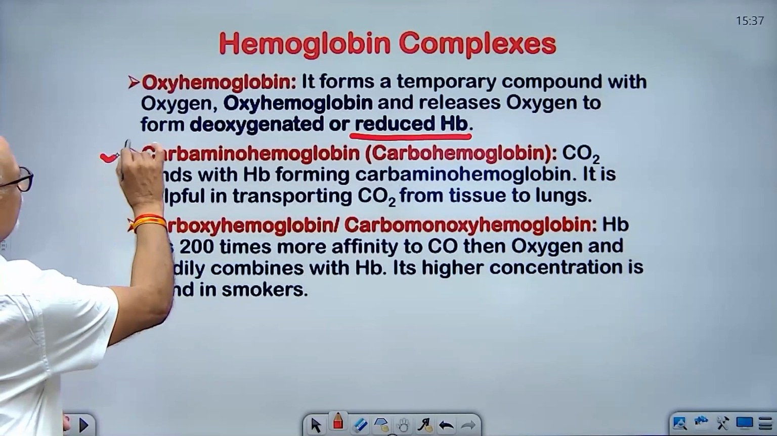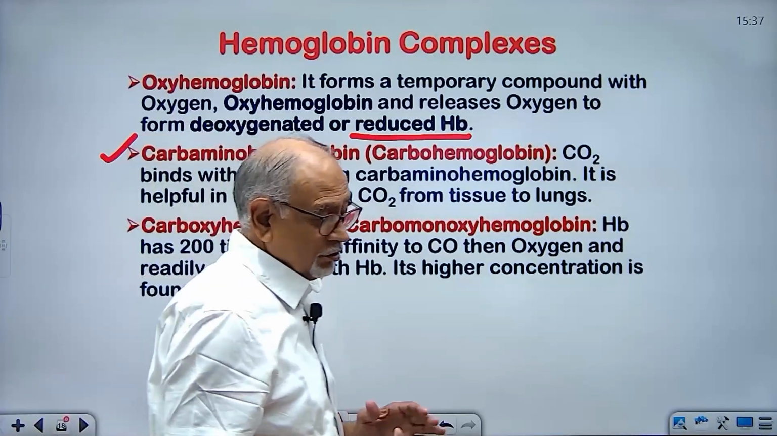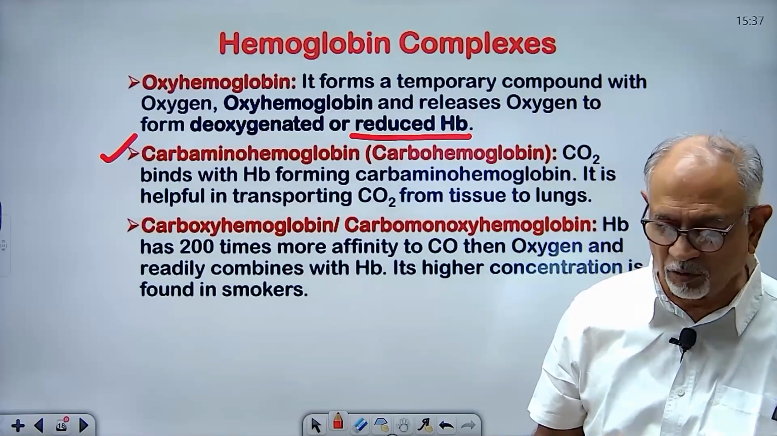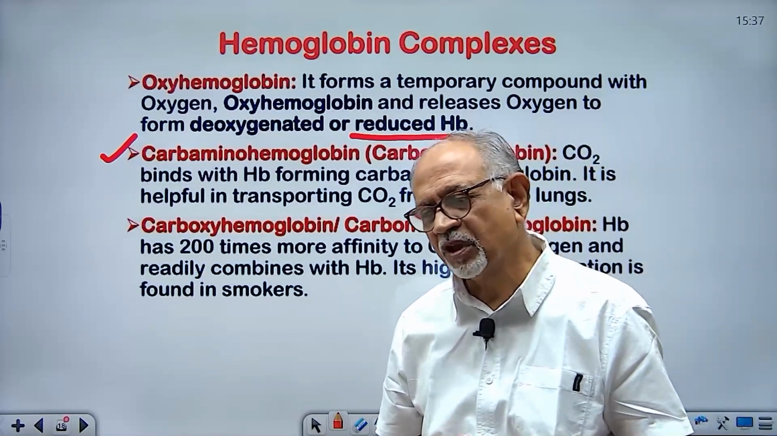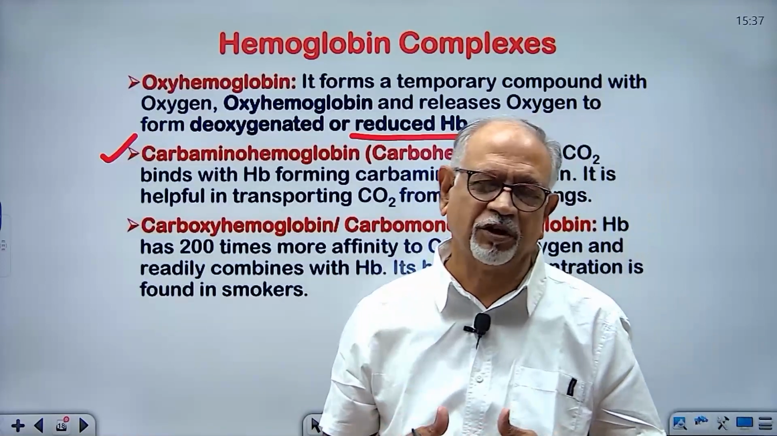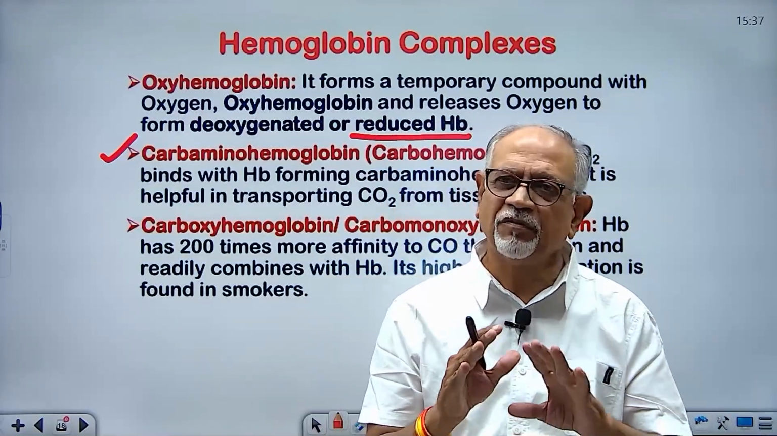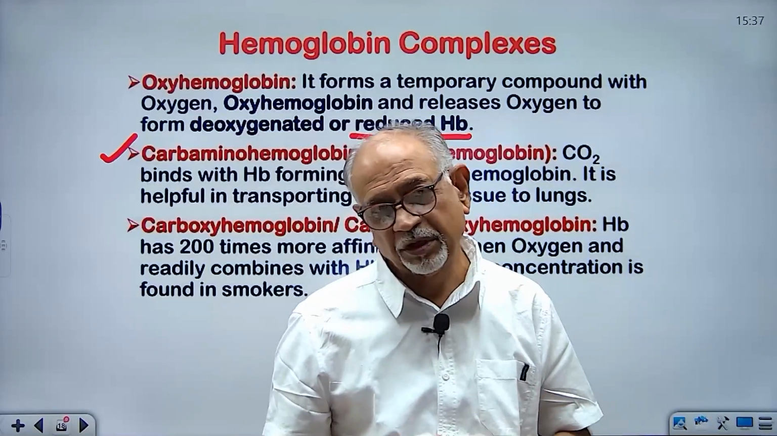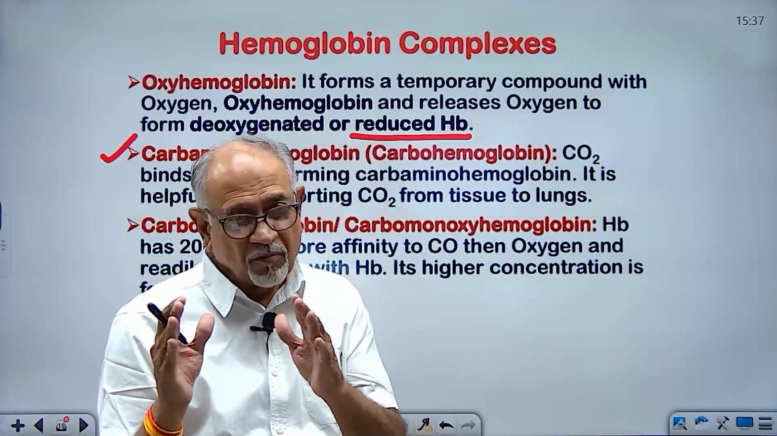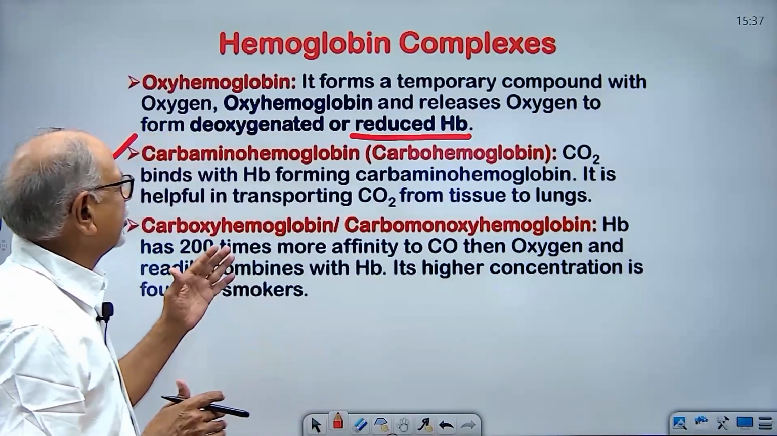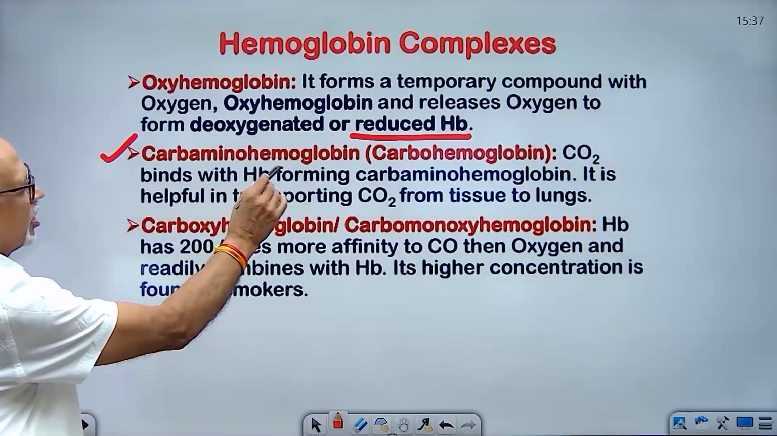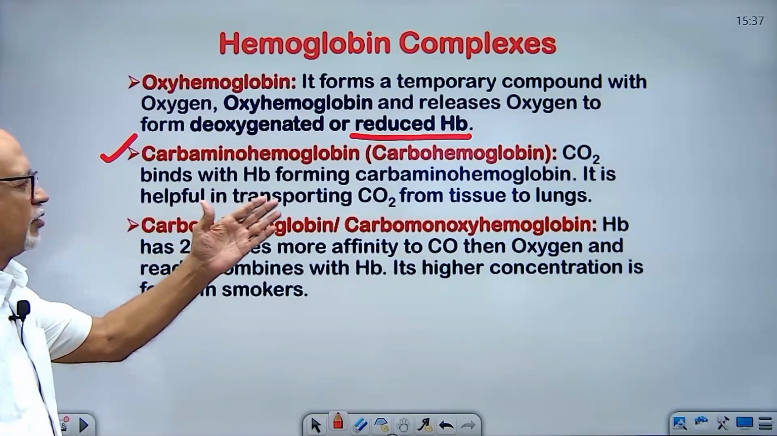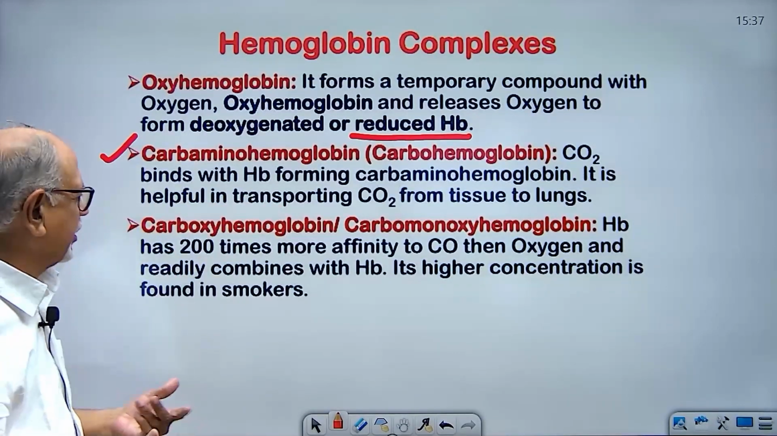Now, the second one is carbaminohemoglobin. You know, carbon dioxide is also transported by hemoglobin. Actually, the majority of carbon dioxide is transported in the form of bicarbonate ions, but some amount of carbon dioxide combines with hemoglobin, forming a temporary compound called carbaminohemoglobin. It is then disintegrated into carbon dioxide and hemoglobin back.